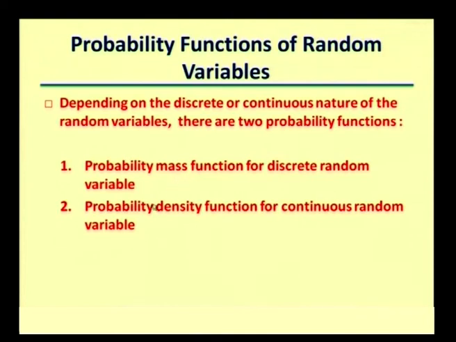Based on the discrete and continuous nature of the random variable, the probability functions are also defined. We define the probability mass function for a discrete random variable and the probability density function for a continuous random variable. Probability mass function is shortly called PMF, and probability density function is shortly called PDF.